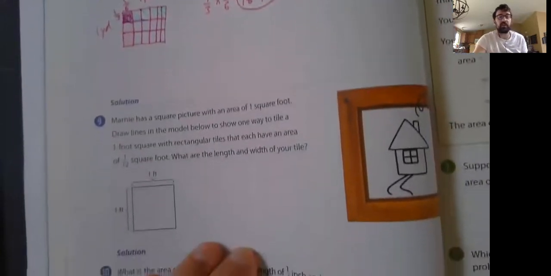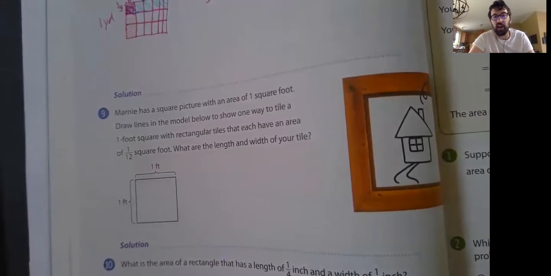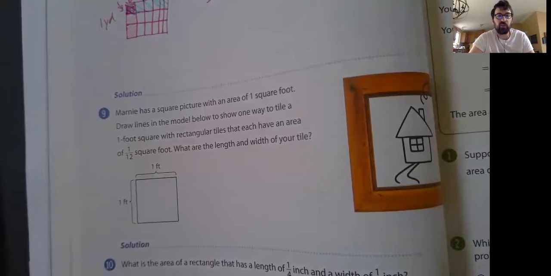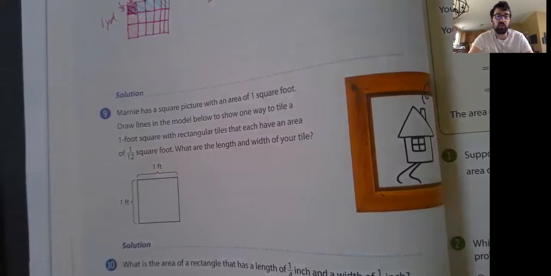Number 9. Okay. Marty has a square picture with an area of 1 square foot. Draw lines in the model below to show one way to tile a 1-foot square with rectangular tiles that each have an area of 1/12 square foot. What are the length and width of your tile? So there's multiple answers here.